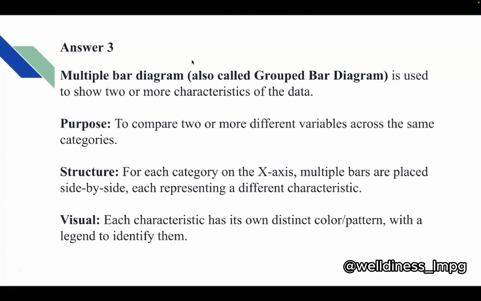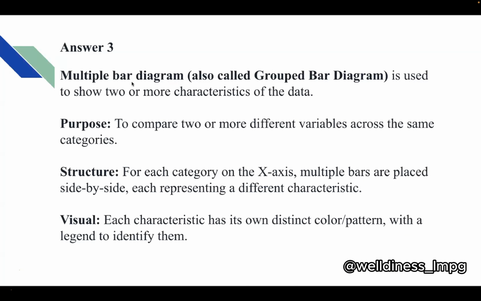The answer is actually multiple bar diagram, which is also called group bar diagram, and is used to show two or more characteristics of the data. What is the purpose? To compare two or more different variables across the same categories. What is the structure? For each category on the x-axis, multiple bars are placed side by side, each representing a different characteristic. And what is the visual? Each characteristic has its own distinct color pattern with a legend to identify them.